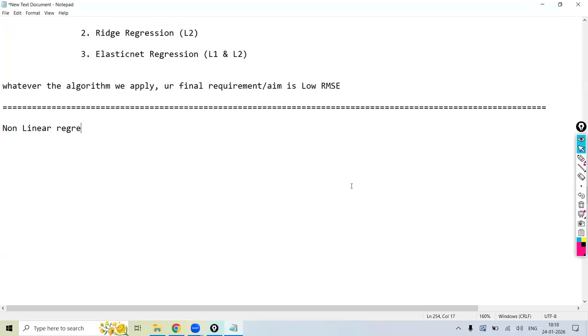Non-linear regression. As I have told you, linear regression or non-linear regression can be applied on a single input variable, and at the same time it can also be applied on multiple input variables. First I will cover the simple case, later I will cover the multiple.